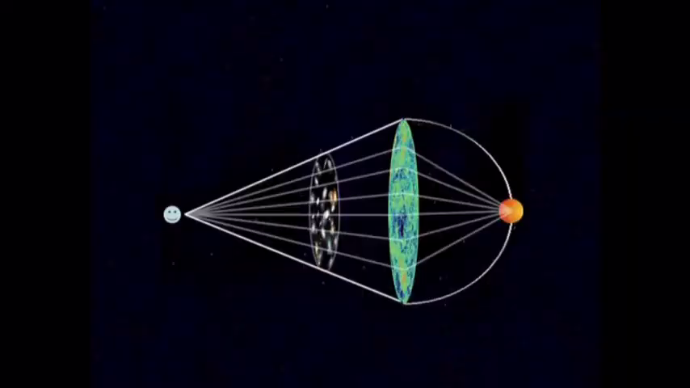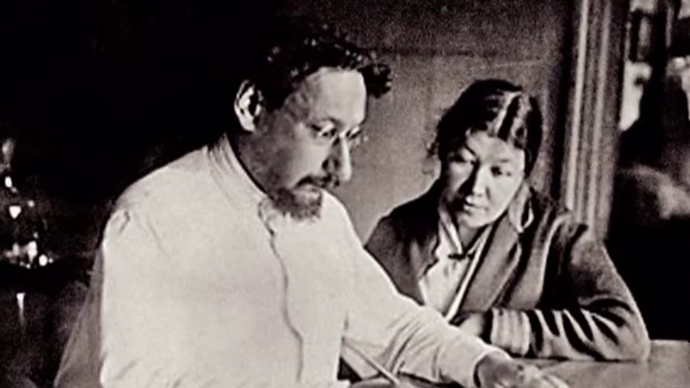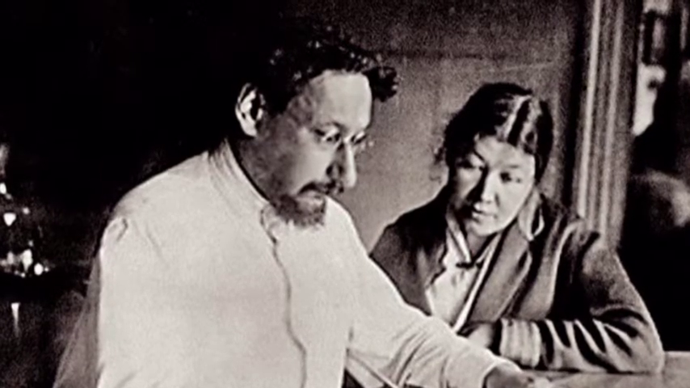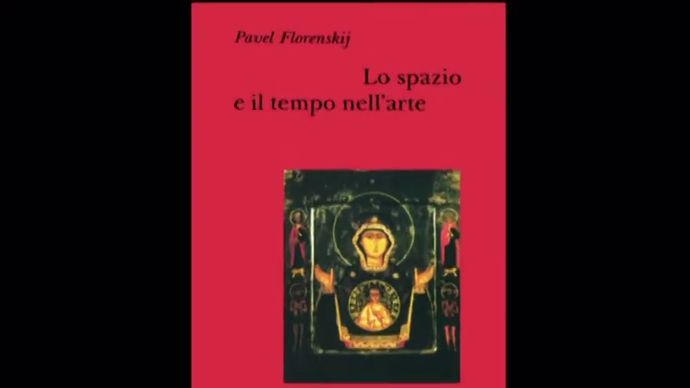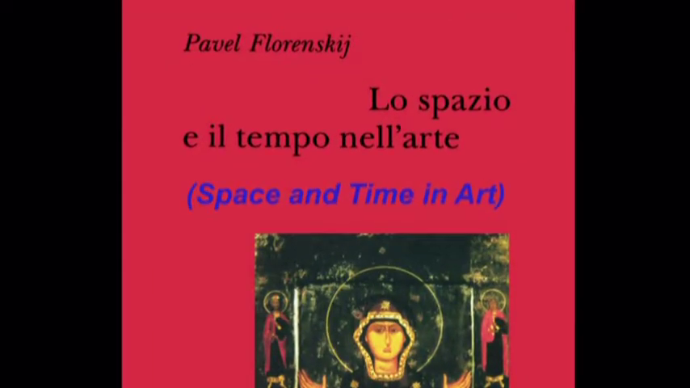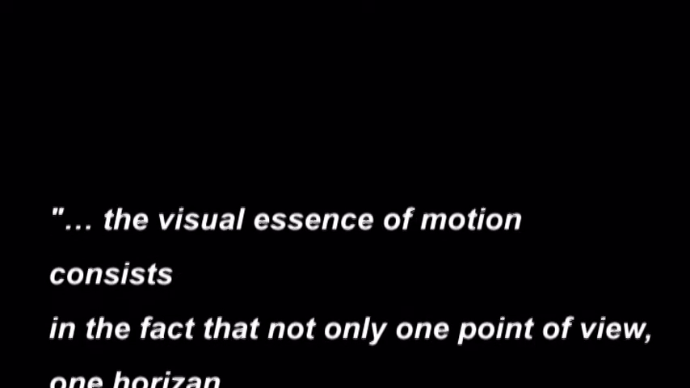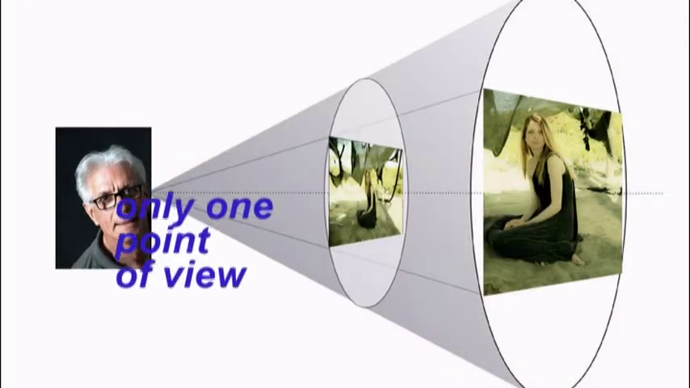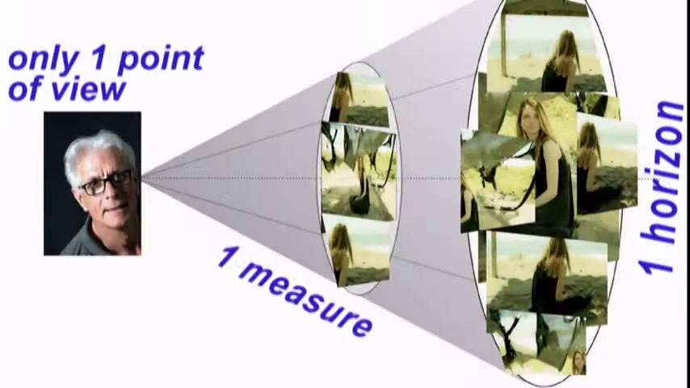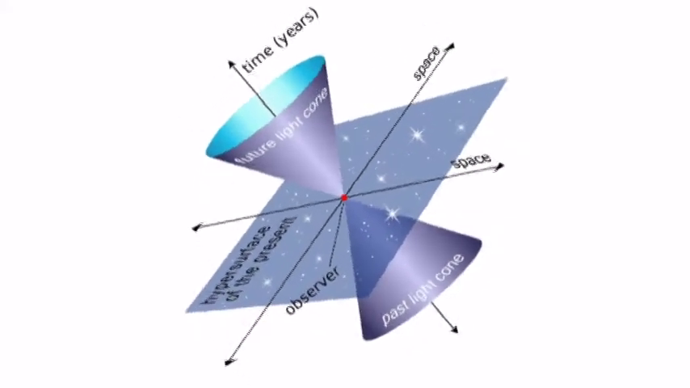To explore contemporaneously space and time, we analyze the analysis of the philosopher, semiotician, and maximum theoretician of space-time in images, Pavel Alexandrovich Florensky, who stated, and I quote, "The visual essence of motion consists in the fact that not only one point of view, one horizon, one scale of measurement are observed, while these three units presuppose at its foundation the perspective projection of the world."